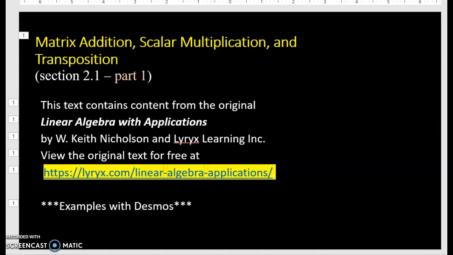I'm looking at section 2.1 from the book Linear Algebra with Applications, which is an open educational resource found at this website. I'm going to show you matrix addition, scalar multiplication, and transposition using Desmos. Unfortunately, I already made the video once and it was 12 minutes, and I try to keep mine down to 5. So I'm doing it again, and I'll have to split it.